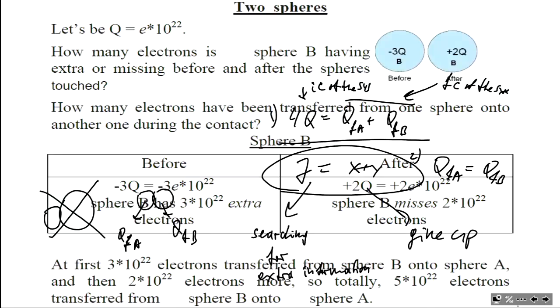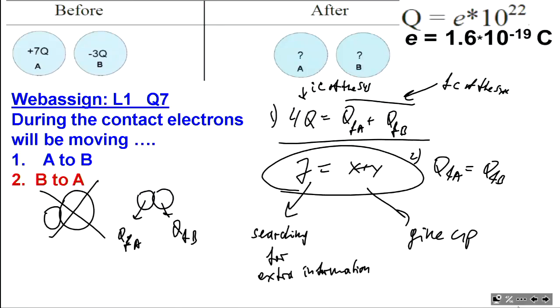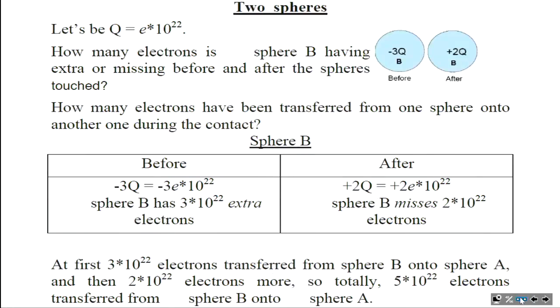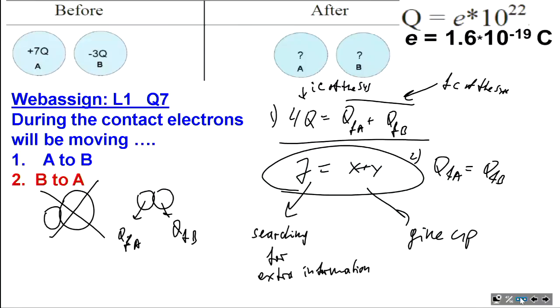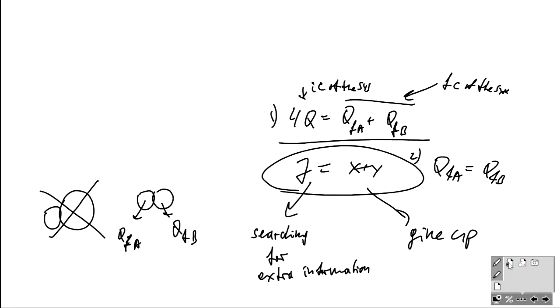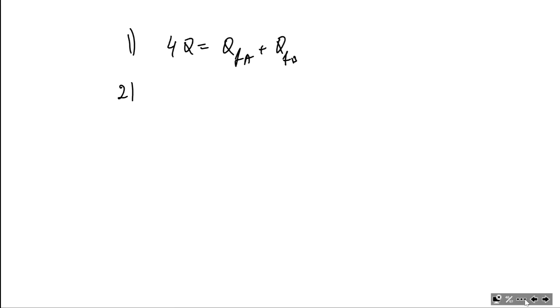Okay, that's his answer. So first, let's quickly finish. Although we already know what to do, but let's just do it. So now we have two equations. The equation number one represents the law of conservation of the electric charge. Second equation represents the specific feature of this situation. How do we solve it?